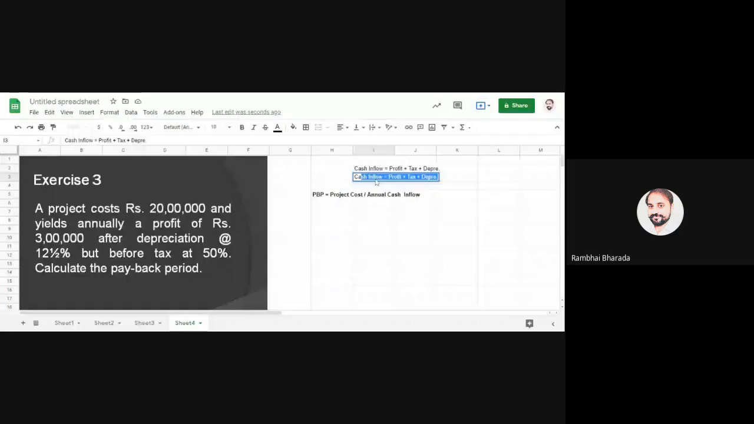Cash inflow is equal to profit before tax plus depreciation.